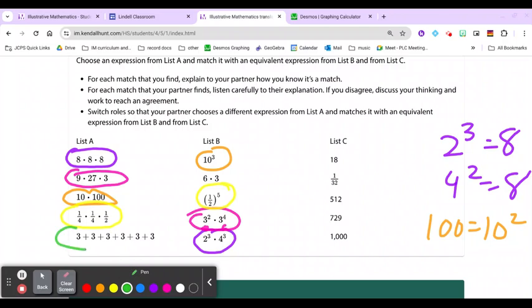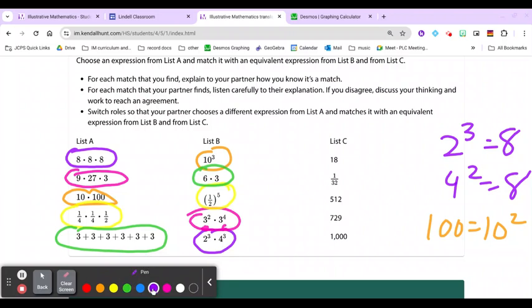Last, and interestingly, they gave us repeated addition, which is 3 added 6 times, and that's what multiplication is. And I think the reason they included this is to contrast where multiplication is the same thing as repeated addition, exponentiation is repeated multiplication. Now I forgot to include list C, so let's go through and do that.